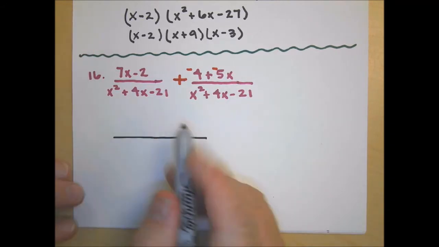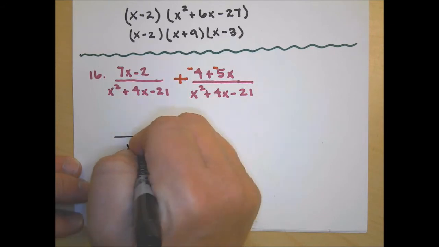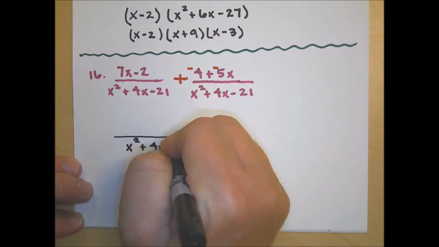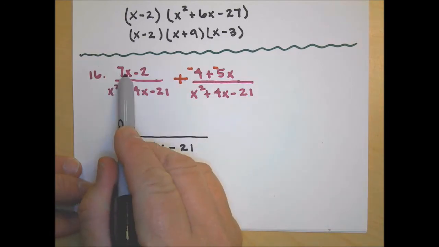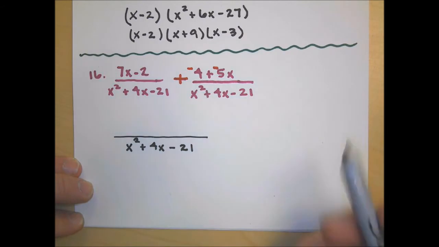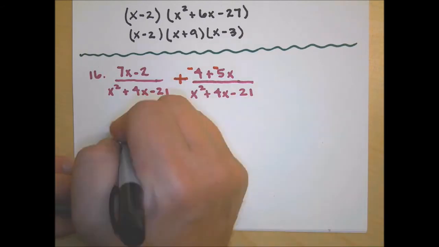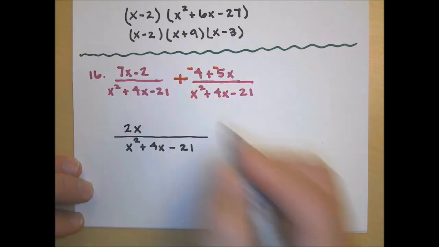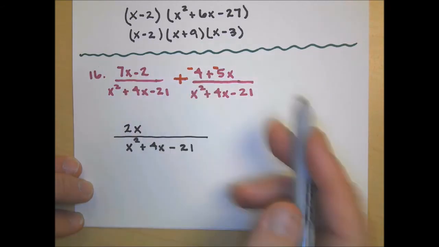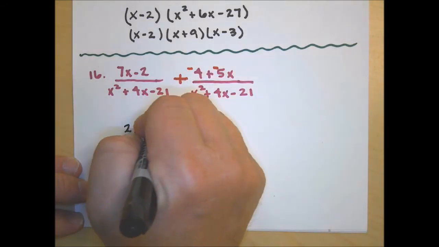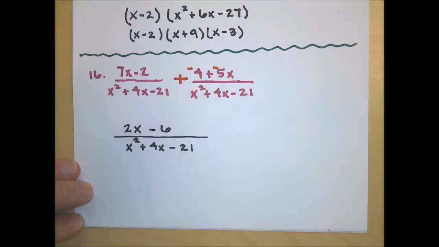I know what the denominator is going to be: x squared plus 4x minus 21. Now, what's the numerator going to be? Let's start combining like terms. What's 7x plus negative 5x? The answer is 2x. And what's negative 2 plus negative 4? That would make negative 6, or minus 6. So in its raw form, that's my answer right now.